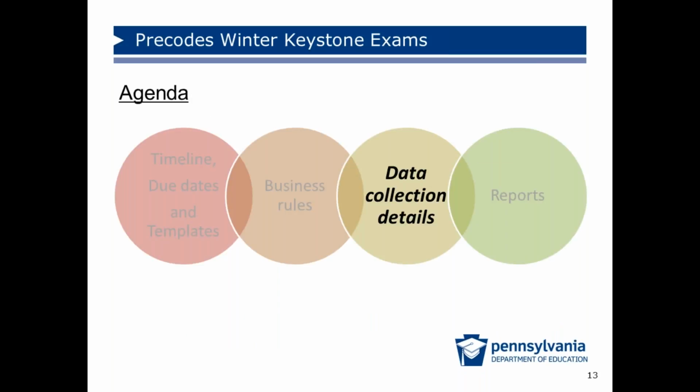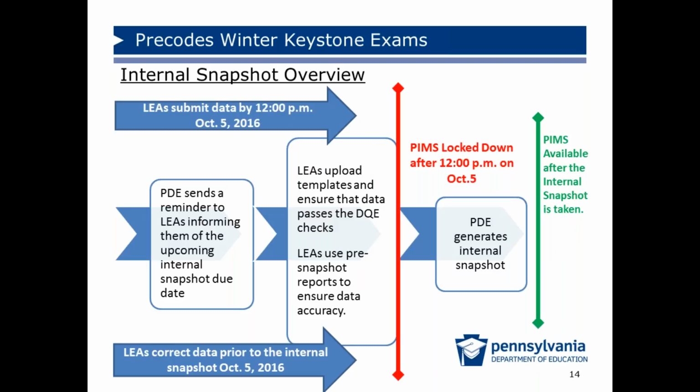Talking about next, the data collection and important fields that we feel are important for this internal snapshot. So just to review what an internal snapshot looks like, this is an overview, and the blue arrows simply state that data has to be submitted by noon on October 5th, and also it must be corrected, based on your pre-snapshot verification report, before noon on October 5th.